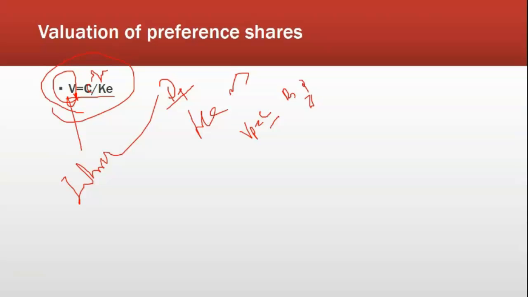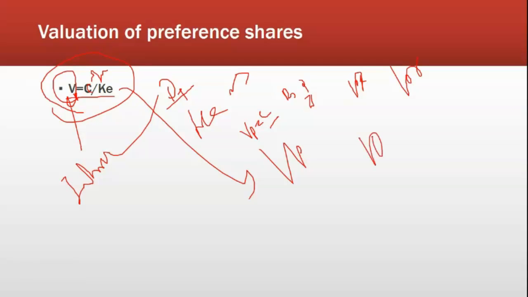So this particular formula is purely for the perpetual calculation, the perpetual value of a preference share in the market. Say the company gives a fixed dividend of 10% on a face value of 100 rupees. Then 10 rupees is the constant payment given by the company. The constant payment we note as C, and then there is the expected rate of return from the investor.